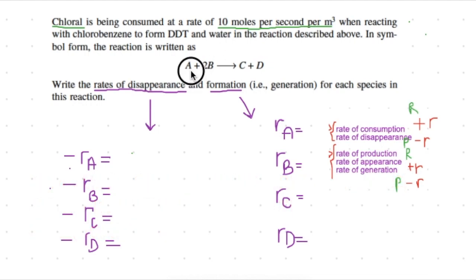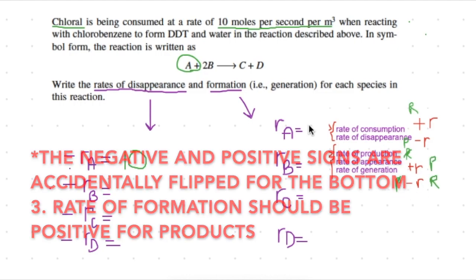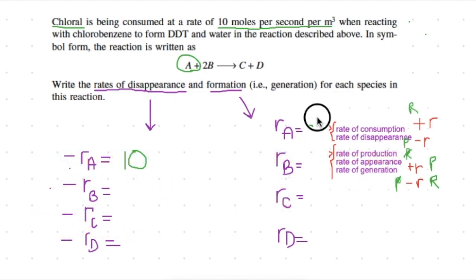So the rate of chloral, A, is 10. So we know that the rate of A is 10. However, we don't know if it's positive or negative. Rate of disappearance for a reactant is going to be positive. So this is going to be a positive 10 moles per second per meter cubed. Rate of formation for a reactant is going to be negative. So the rate of formation for A is going to be negative 10.